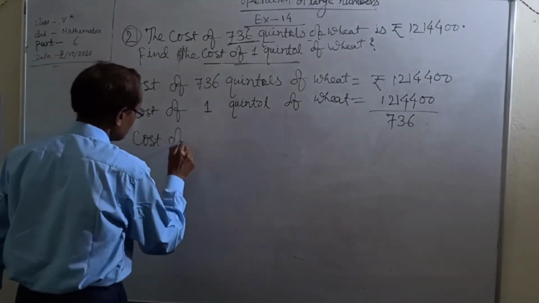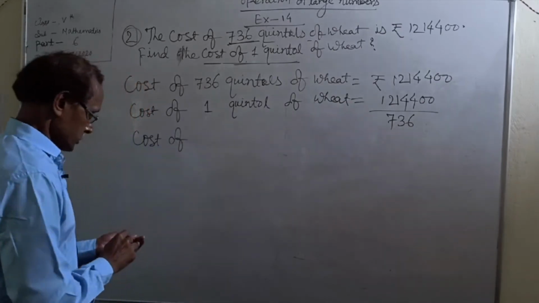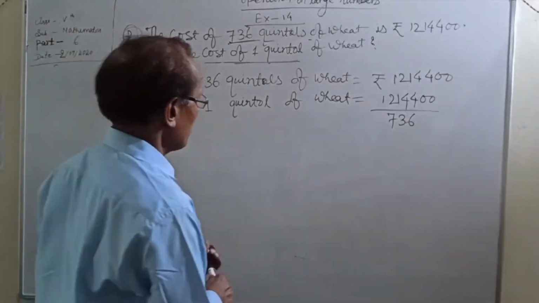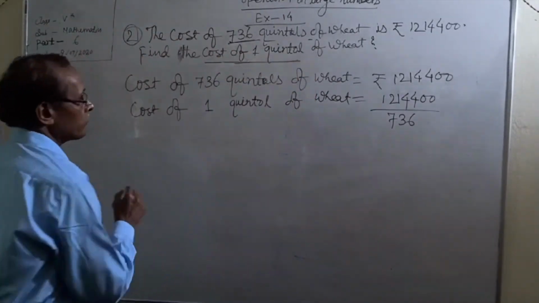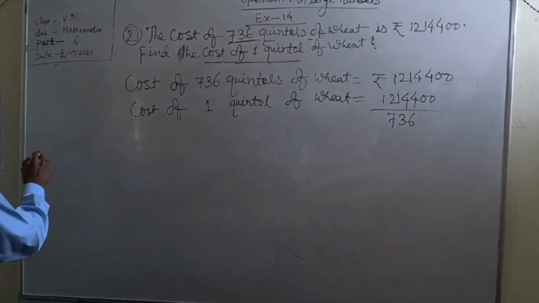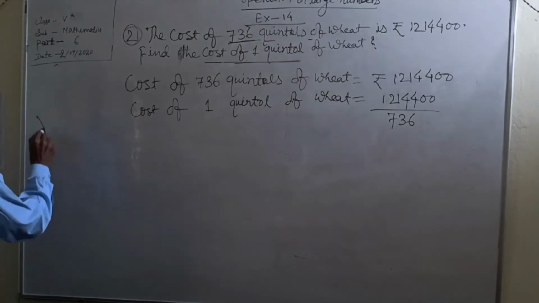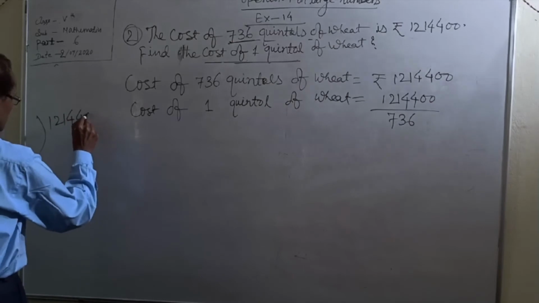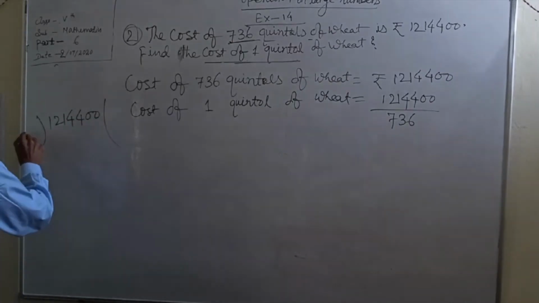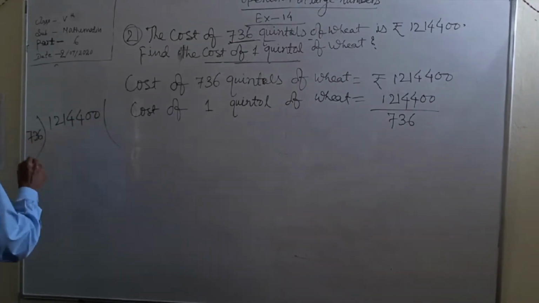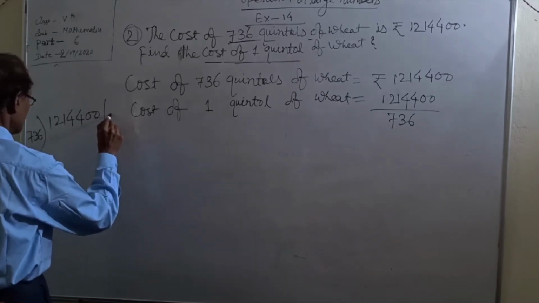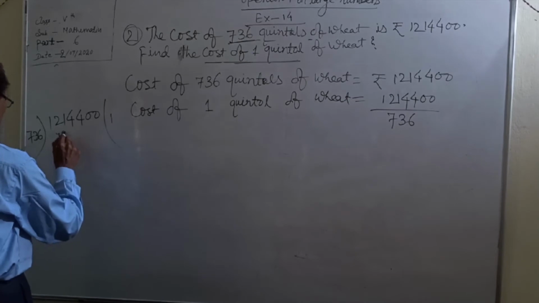Cost of 1 quintal of wheat, you have to find out. Divide it, and after dividing, whatever will be the value, that will be the cost of 1 quintal. So divide it by 736.